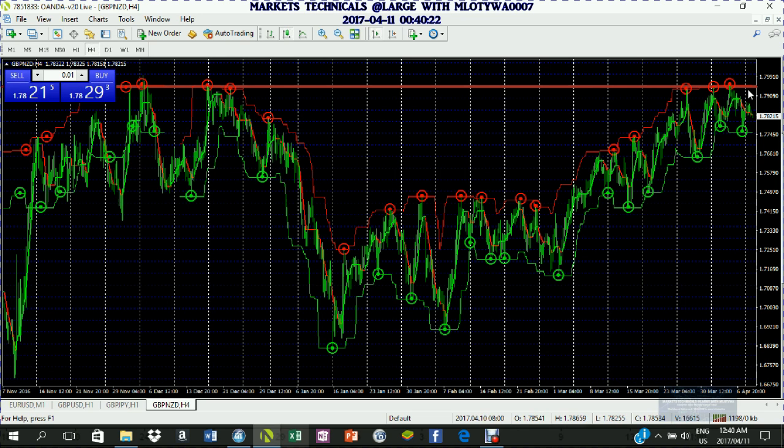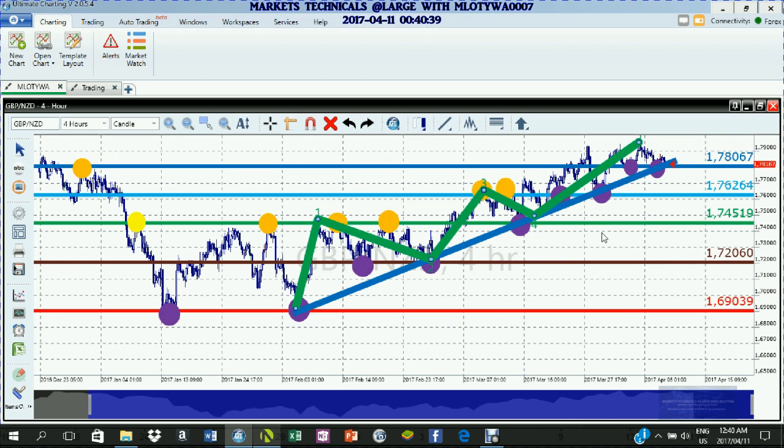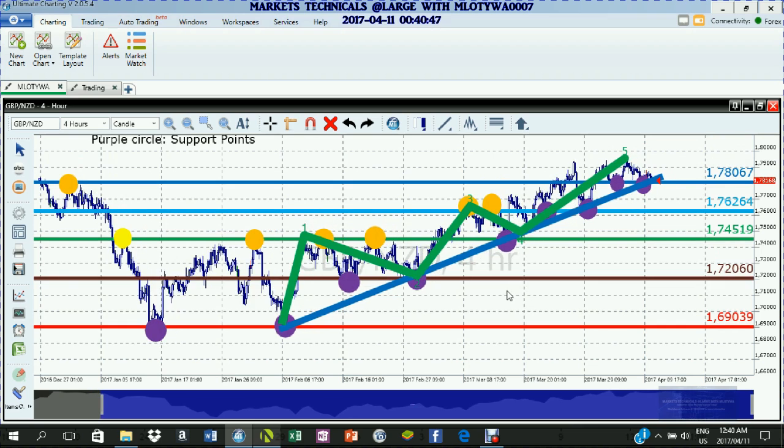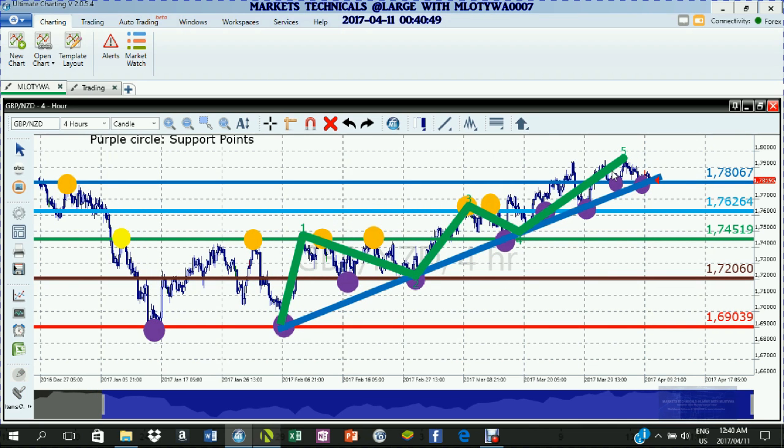So that means this point is a safe point to enter the market. You can see why? Because this is the resistance line. The market is resisted at this point. Okay, and we also see that this is a point where we see the fifth point of the Elliott wave. Okay, guys. So here it's a safe place to enter a sell trade.